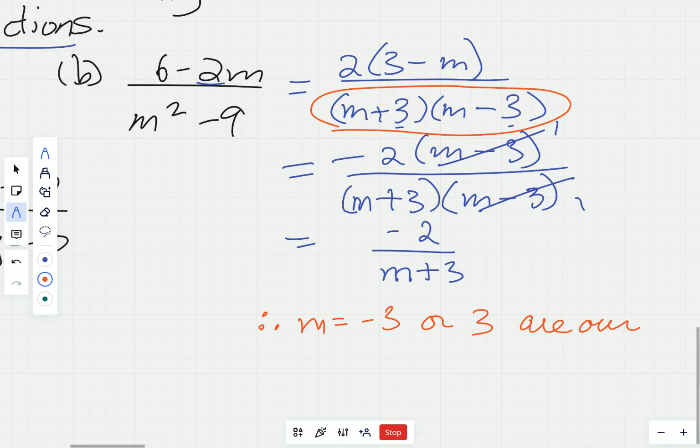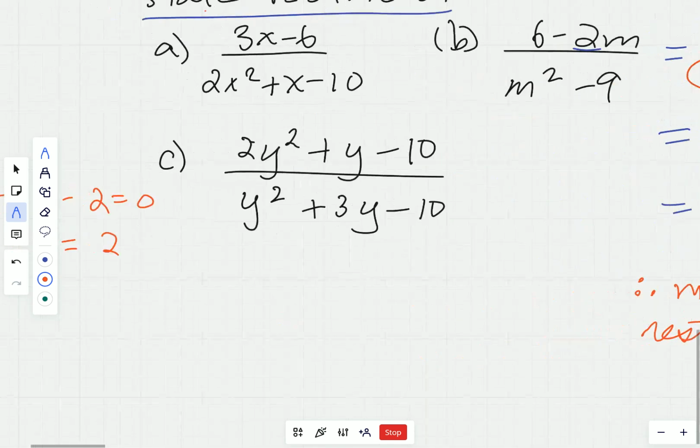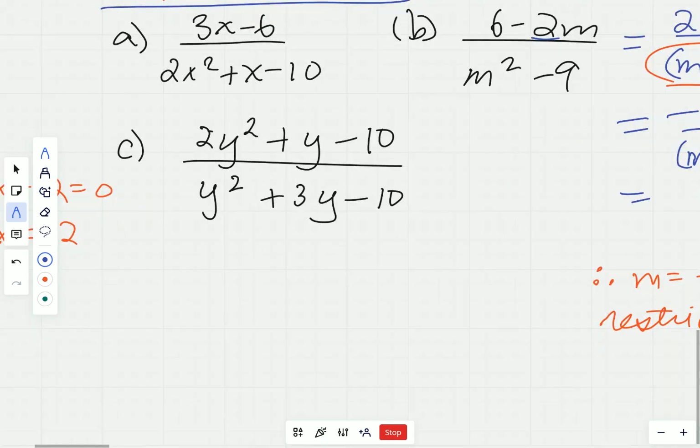So we want a concluding statement. Good. All right, so that takes care of the second one. Now let's look at the third one.